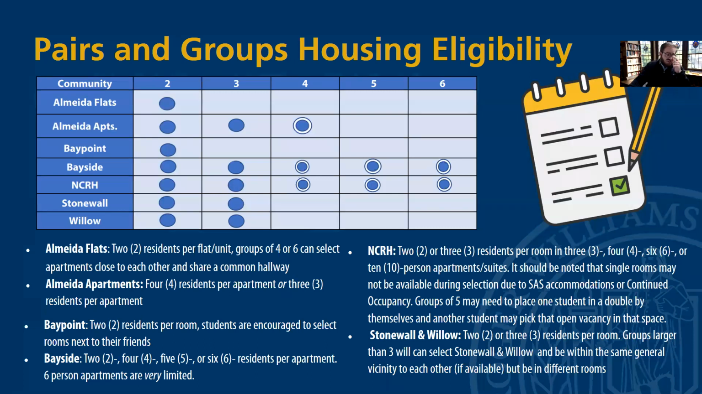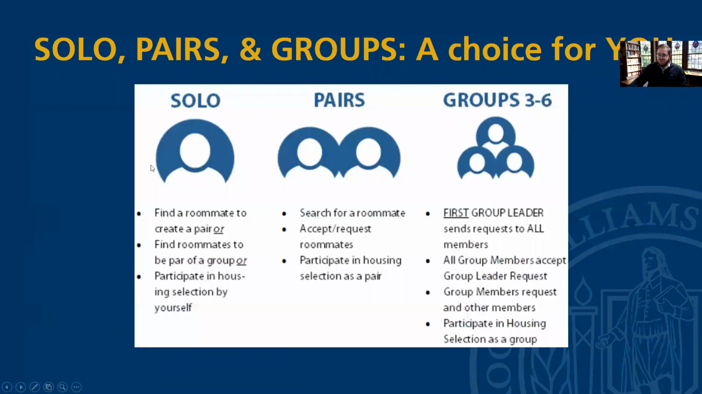So how do I go about having a single room through the self-service website? I've been talking a little bit about this. As we mentioned a while ago, as a solo, you can do one of 3 things. You can either find a roommate to create a pair, or you can find roommates to be part of a group, or you simply participate in the housing selection process by yourself. I want to say there's not a good chance that as rising sophomores you'd be able to get a single. It really depends on how the cards all fall this year.